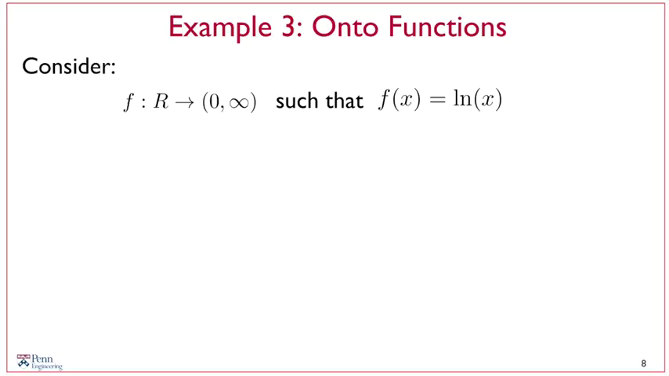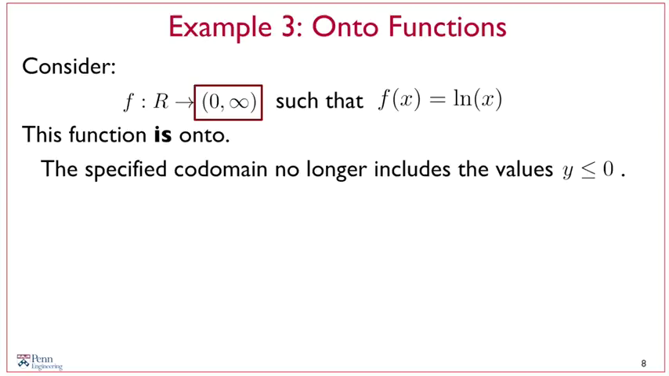This time, suppose we change the codomain to only include values from 0 to infinity, not including 0. Defined this way, this function is onto. This is because the codomain no longer includes the values y less than or equal to 0, for which there are no corresponding inputs.